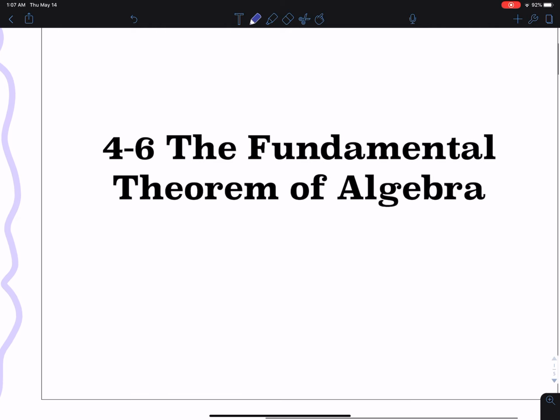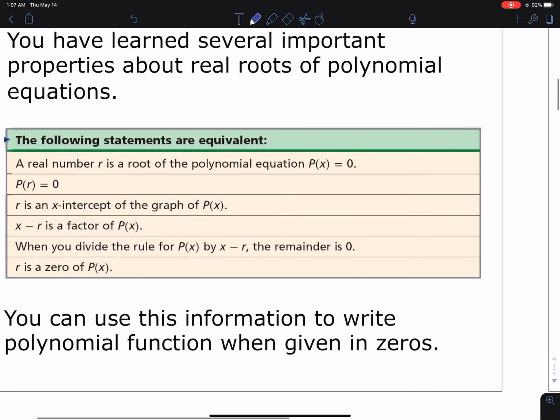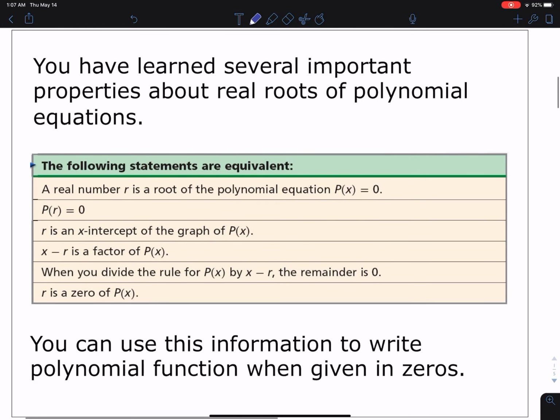So this is 4-6, which is the fundamental theorem of algebra. This is basically just like a summary of everything so far in the chapter. So a real number is called a root of the polynomial, and p of x equals 0. So the polynomial with an x value of the root is going to equal 0. This is what we did really in 4-5 when we were finding all of the roots with technology, especially with Desmos.